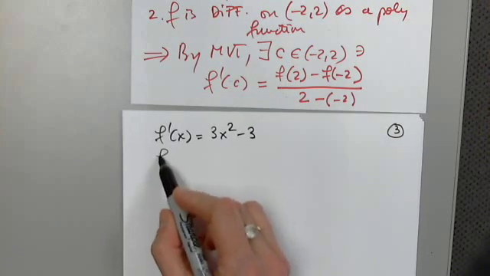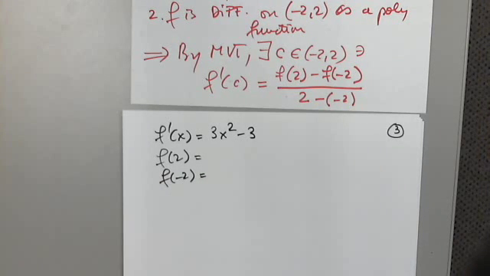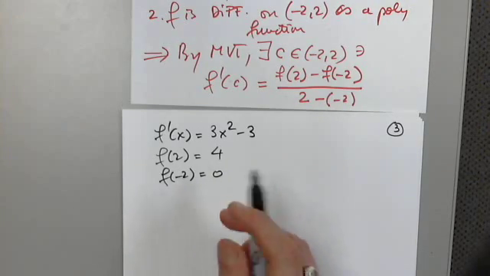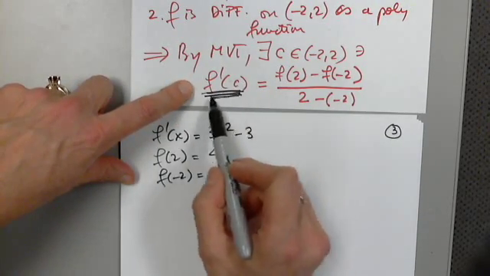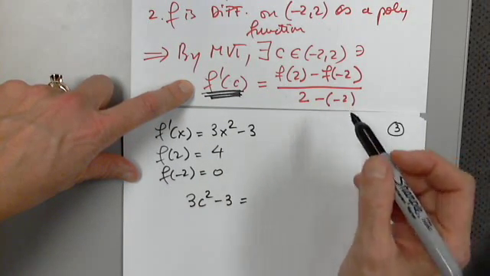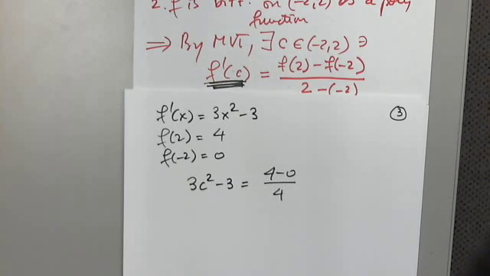How much is f of 2? And how much is f of -2? So 8 minus 6 is, yes, indeed, 4. And then -8 plus 6, I think it's 0. -8 plus 6 plus 2. Okay, 0. So then this side, f prime of c, becomes 3c squared minus 3. And the other side is 4 minus 0 over 4. 2 minus -2 is 4.